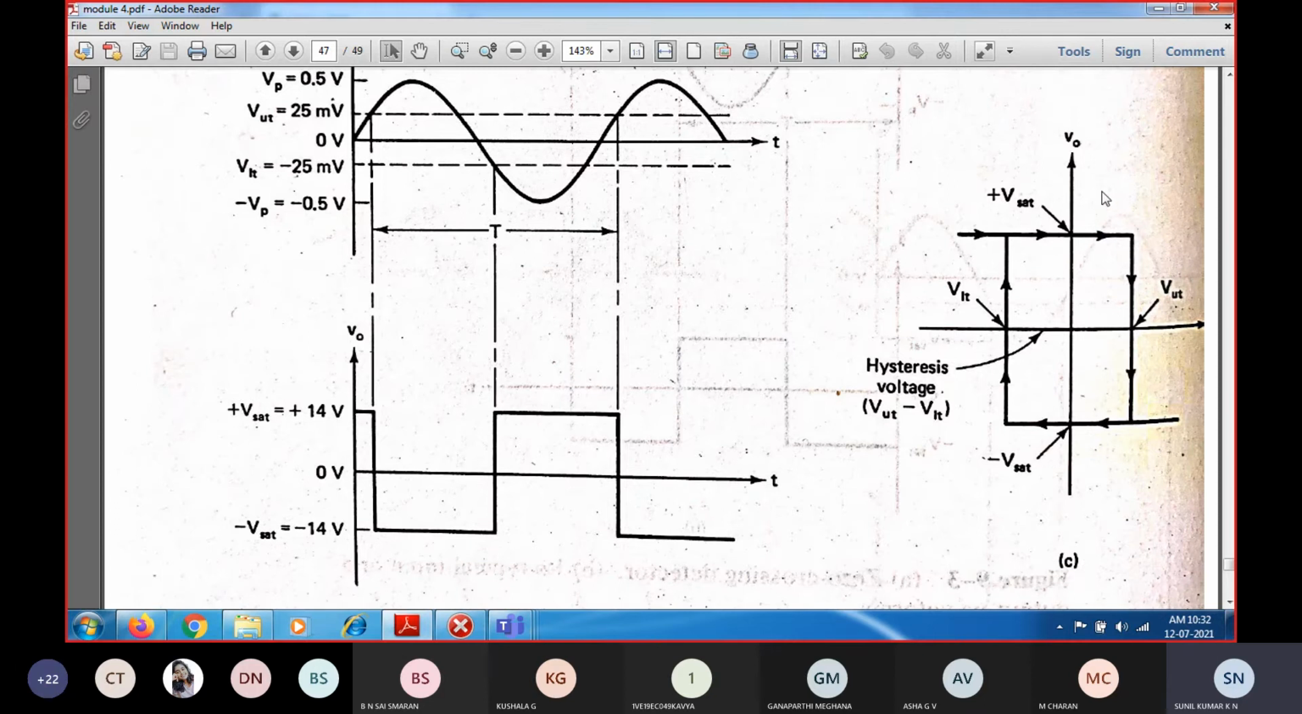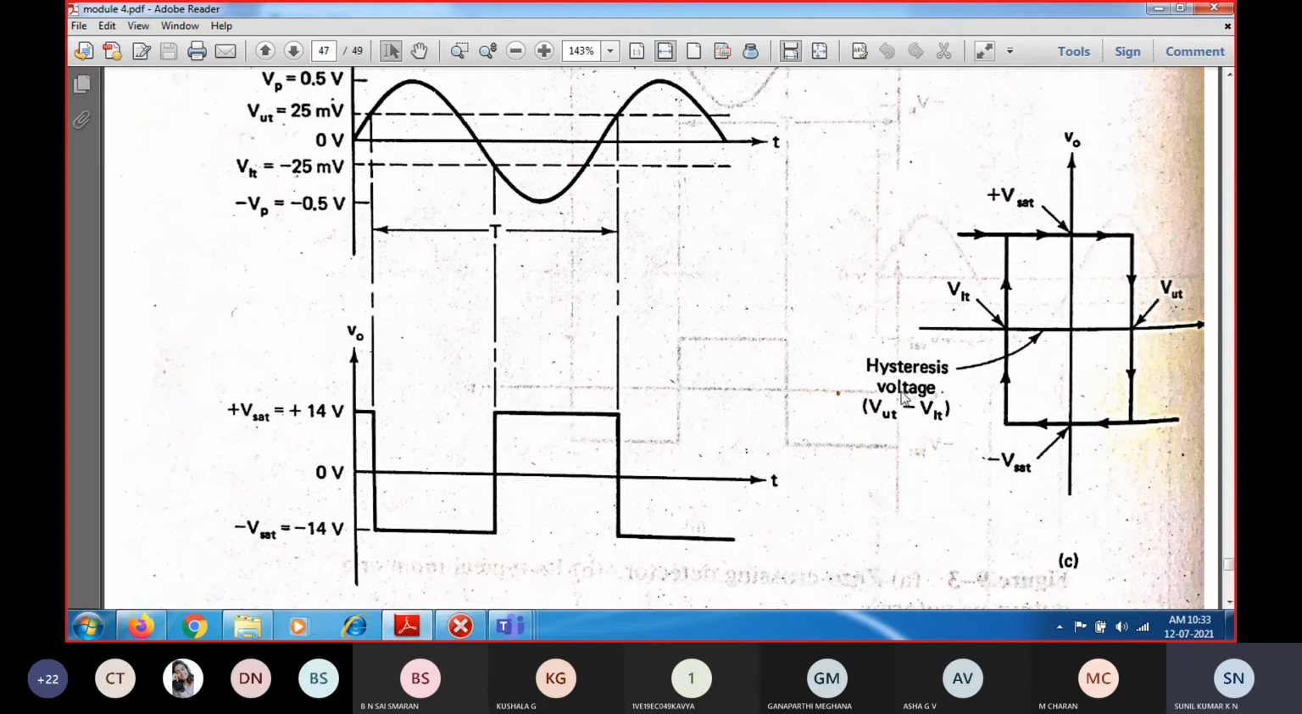Whenever they ask this in the exam, you have to write the waveforms, the input waveform, the output waveform, as well as the hysteresis voltage, and you have to explain the operation of this hysteresis curve. Now if you consider the hysteresis voltage, this is the lower trigger point, and this is the upper trigger point voltage. The hysteresis for the corresponding voltage is the difference of the upper trigger point and the lower trigger point.